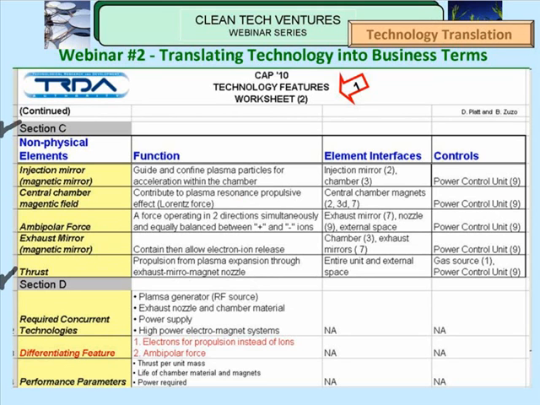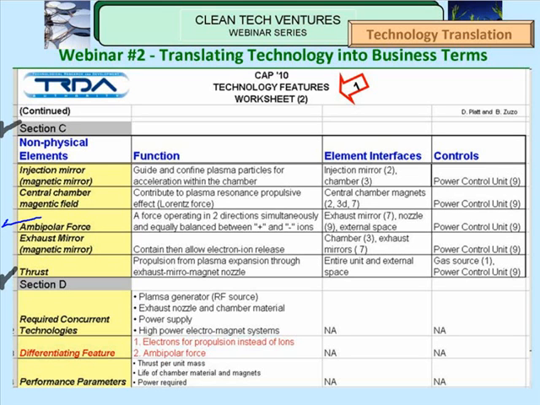There's not just physical elements involved in the device, there are non-physical elements. I want to draw your attention to the ambipolar force right here. The ambipolar force is a crucial element in the core of this technology. An ambipolar force is created to take two directional forces simultaneously. One is positively charged, one is negatively charged. This is a crucial understanding for why this technology works, and it separates this plasma thruster from other electric propulsion systems, from other mechanical propulsion systems.